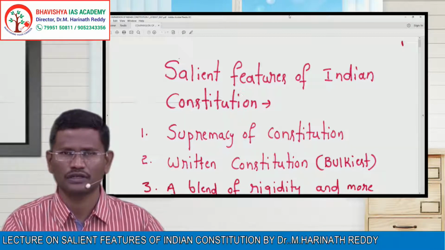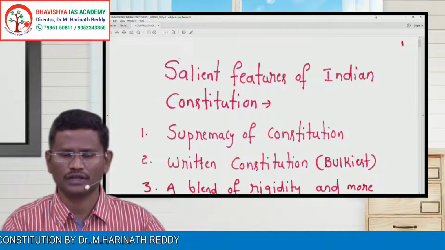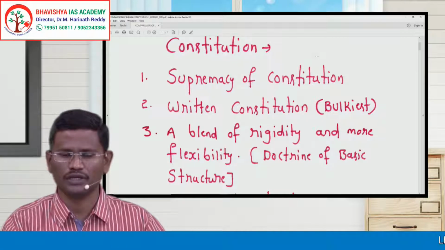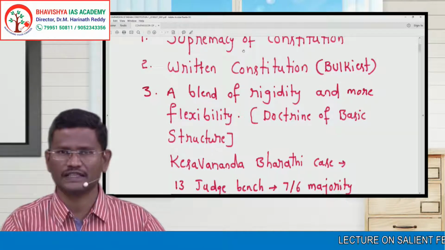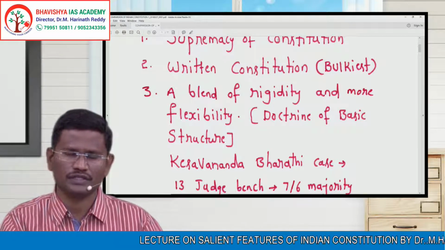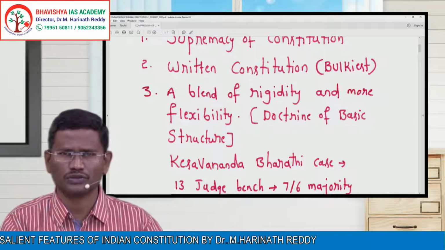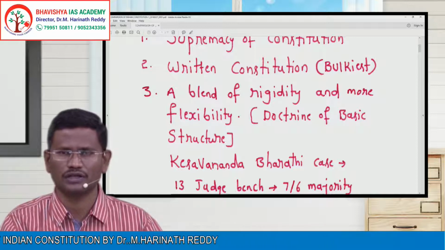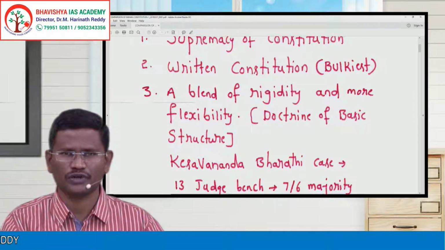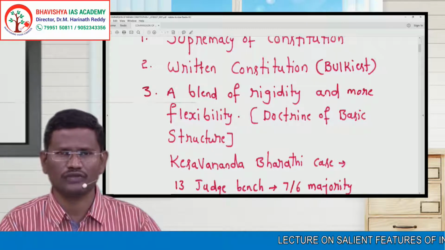And then the third one: Indian Constitution is neither completely rigid nor completely flexible. This is one of the salient features of the Indian Constitution. It was very much appreciated by even a British constitutional expert by name Granville Austin. Granville Austin says the amendment procedure which is prescribed for Indian Constitution is unique in the sense it is a mix of rigidity and flexibility.